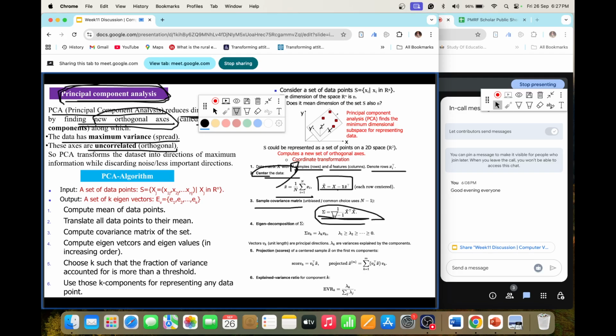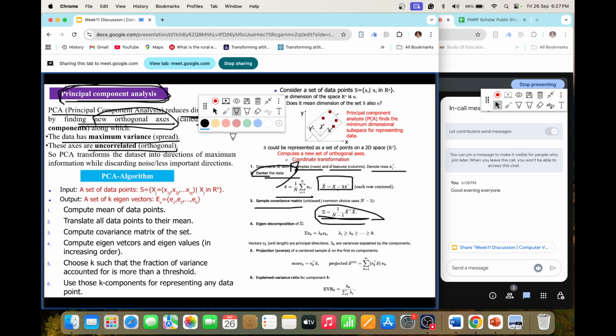Once we find the covariance, we decompose it into eigenvalues and eigenvectors. The sum of the eigenvalues will tell you the total variance of the data, and the eigenvectors are the principal axes along which our data should be projected. Okay, so that is the whole theory.